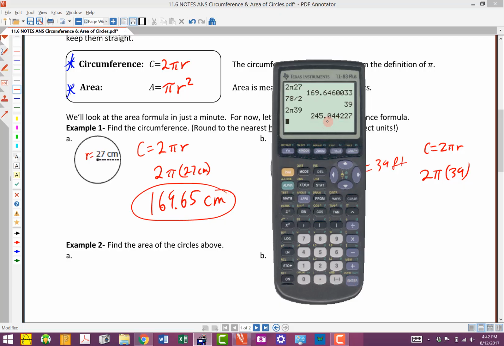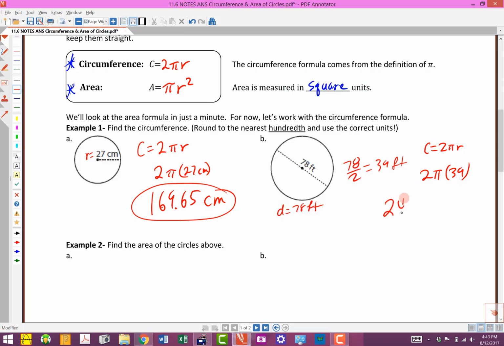245.044. So the question is, is it 0.04 or can we bump it up to 0.05? Well, since that's a 4, we're going to leave it 0.04. So this is going to be 245.04. And then remember, this is just the distance around the outside, so it's going to be a linear unit of measurement. It's just going to be in feet.